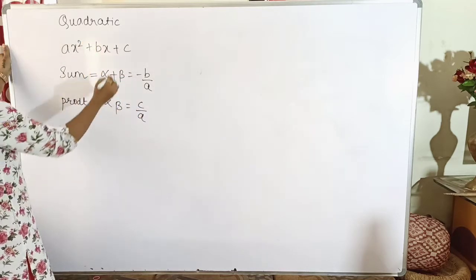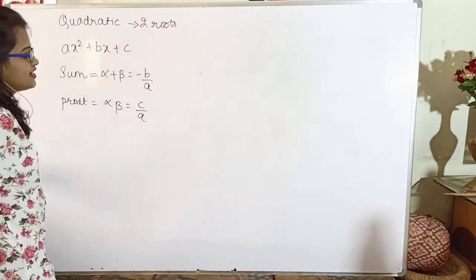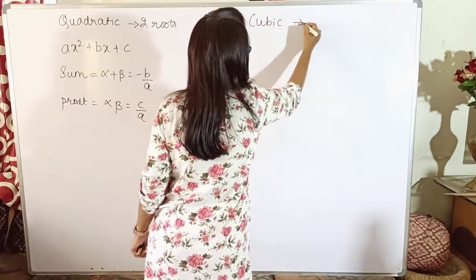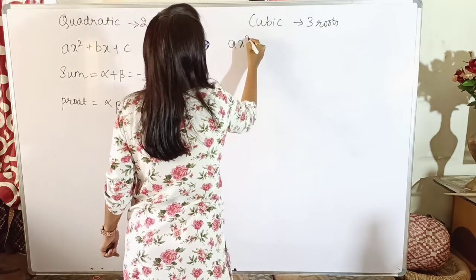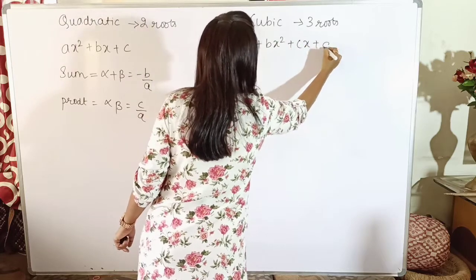Now how many roots does it have? It has 2 roots, isn't it? Let us derive for a cubic polynomial. In a cubic polynomial, how many roots does it have? Maximum 3 roots. What is the standard form? Ax cube plus bx square plus cx plus d.